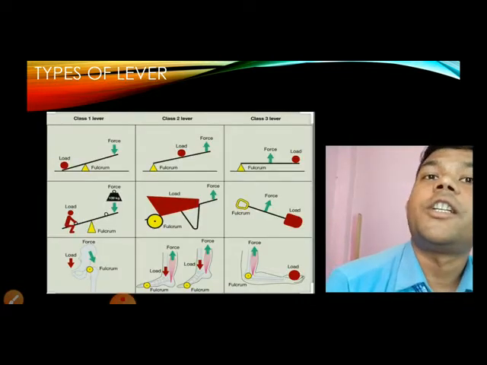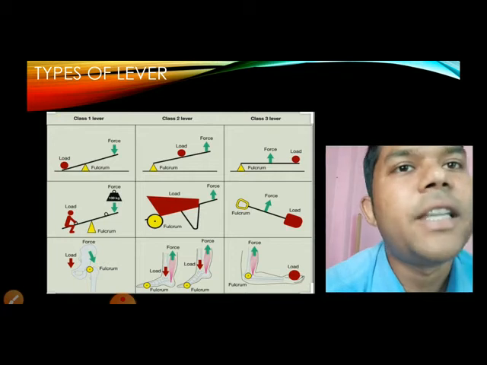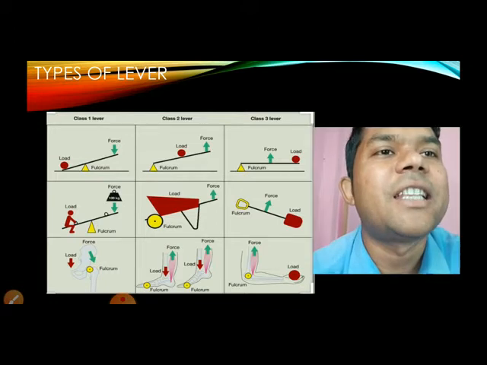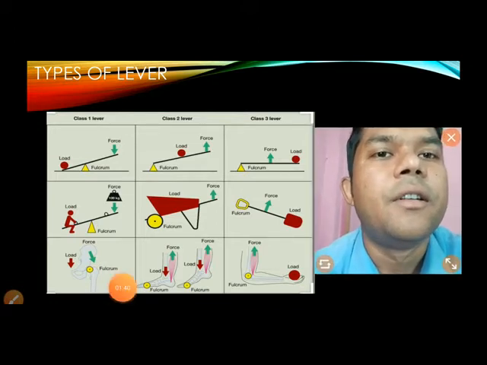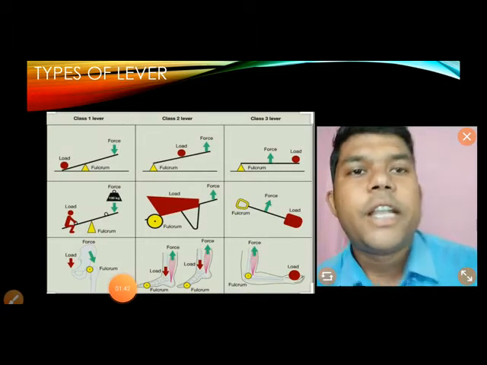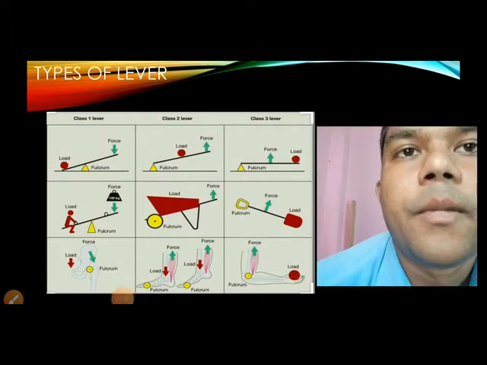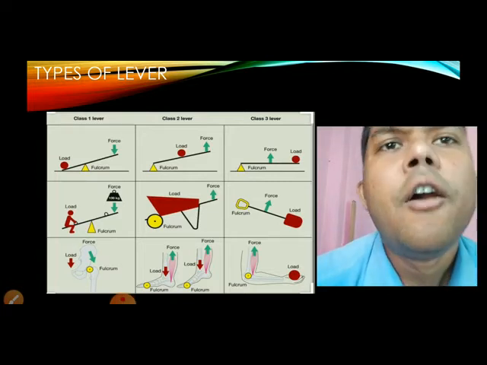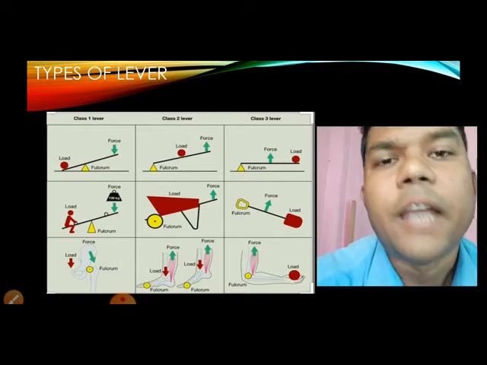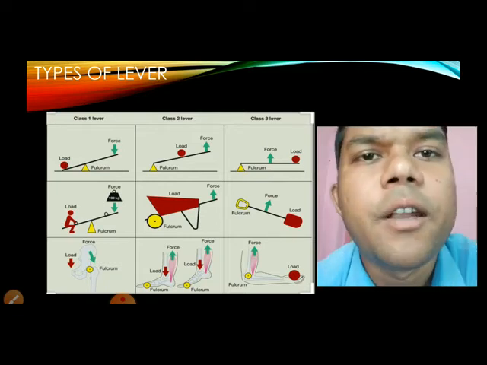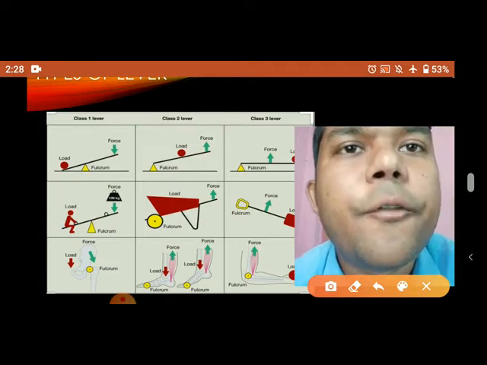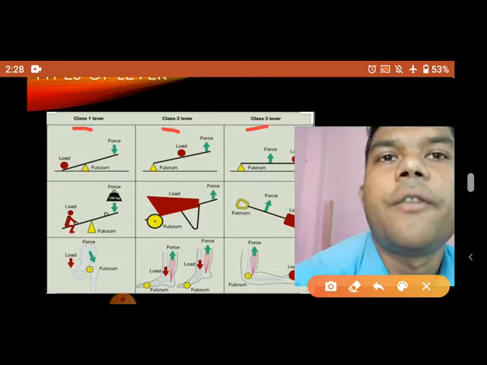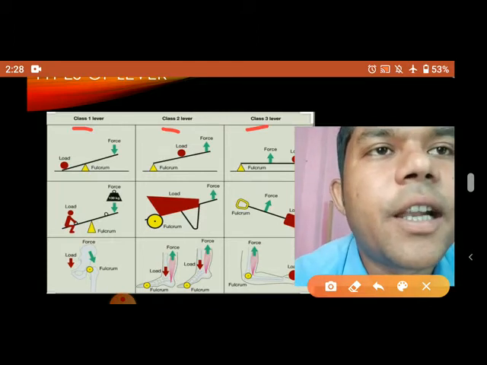Next, today we'll discuss the types of lever. Levers are classified into 3 types: first class lever, second class lever and third class lever. So, as you can see in the diagram, in the first class lever the fulcrum is in between.